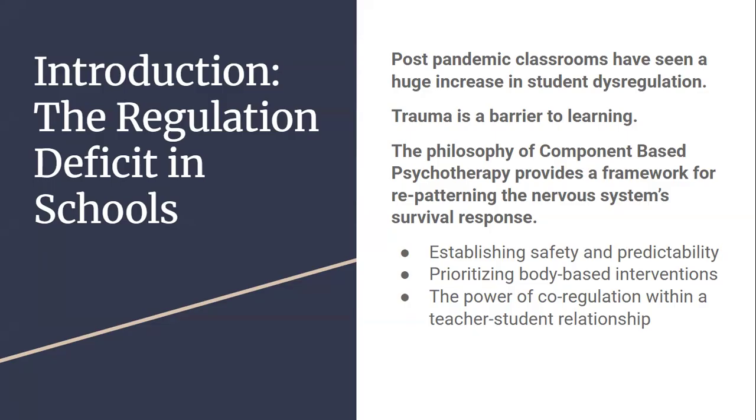So that means establishing safety and predictability, prioritizing body-based interventions since trauma is body-based, and talking about the power of co-regulation, and that is the relationship between teachers and students in the case that I'm talking about.